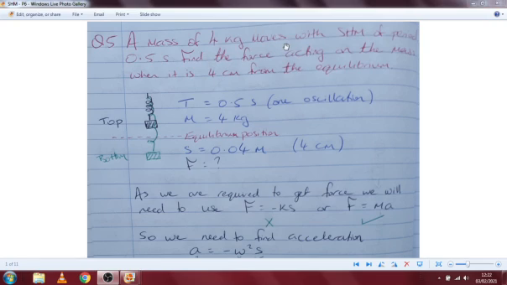A mass of 4 kilograms moves in simple harmonic motion of period 0.5 seconds. Find the force acting on the mass when it's 4 centimeters away from the equilibrium position. So here there's this change. Now we're beginning to find these periods.